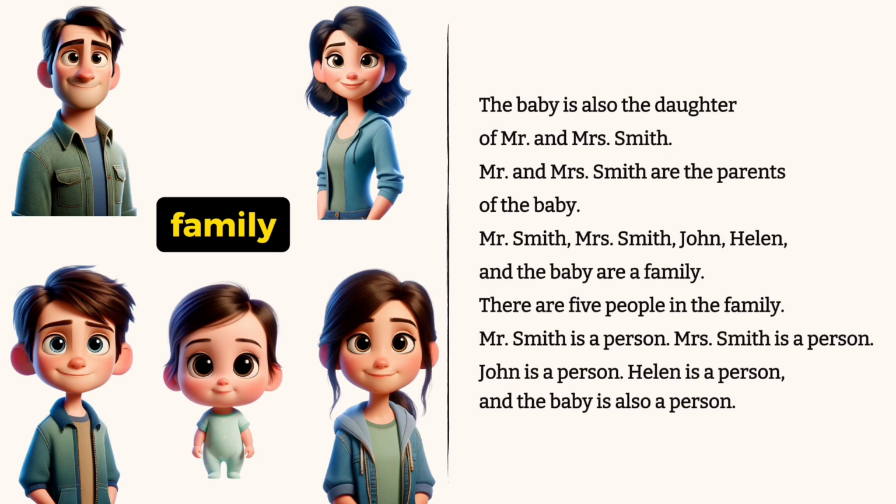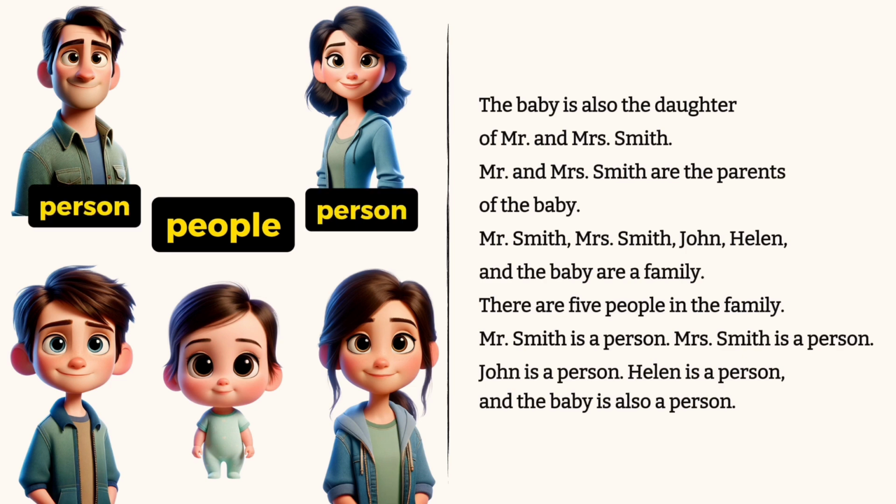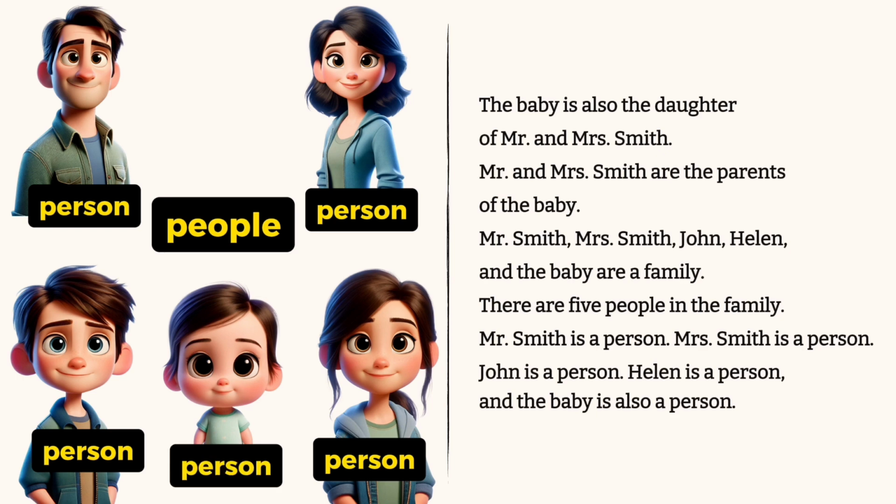Mr. Smith, Mrs. Smith, John, Helen, and the baby are a family. There are 5 people in the family. Mr. Smith is a person. Mrs. Smith is a person. John is a person. Helen is a person, and the baby is also a person.